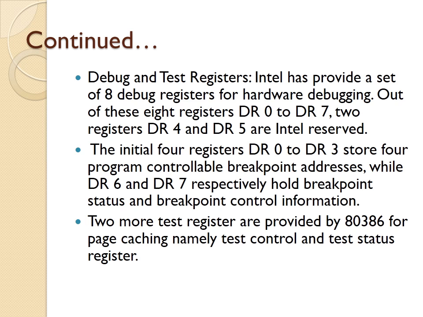Debug and test registers. Intel has provided a set of 8 debug registers for hardware debugging. Out of these 8 registers, DR0 to DR7, 2 registers, DR4 and DR5, are Intel reserved. The initial 4 registers, DR0 to DR3, store 4 program controllable breakpoint addresses, while DR6 and DR7 respectively hold breakpoint status and breakpoint control information. 2 more test registers are provided by 80386 for page caching, namely test control and test status registers.